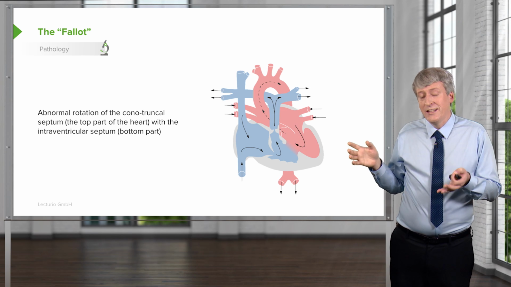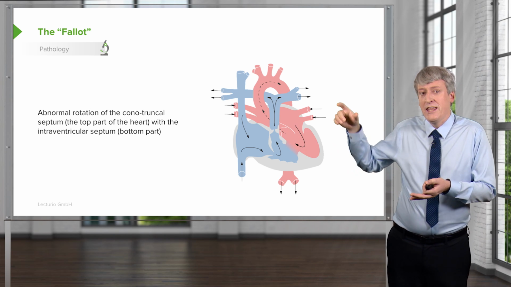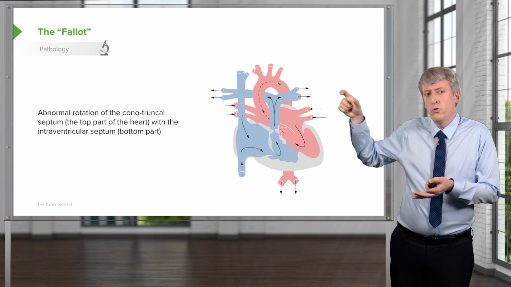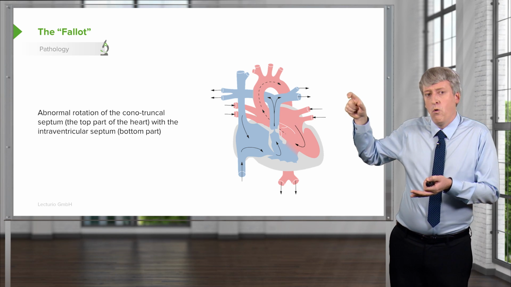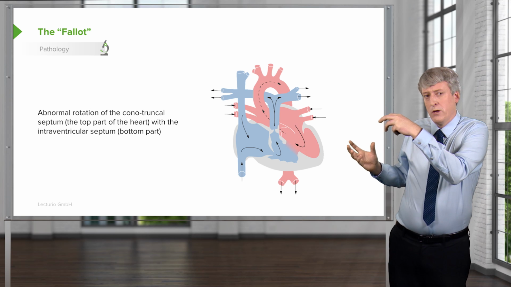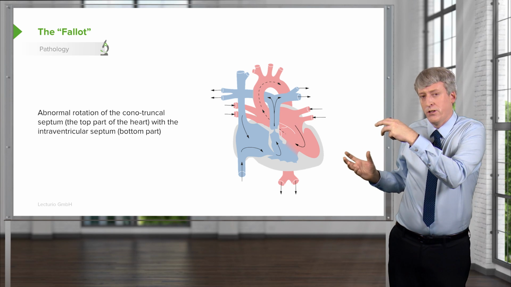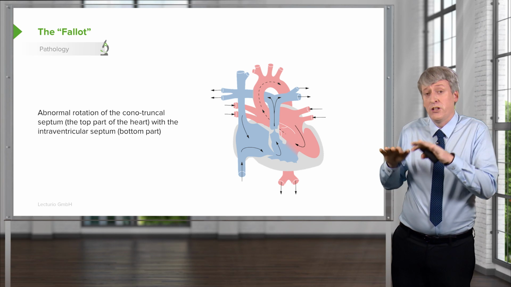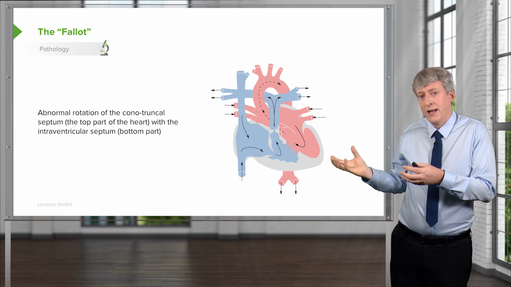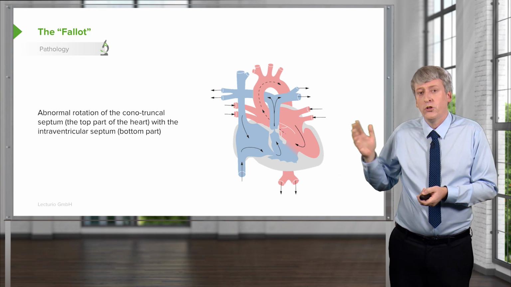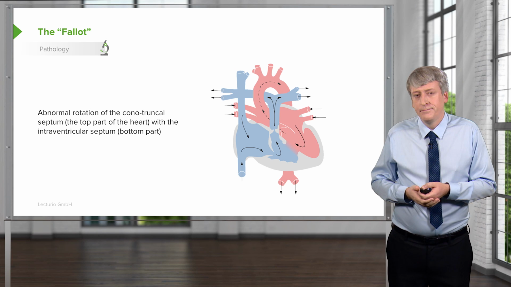However, realistically, this is just one thing. You could call it the Fallot if you want. The abnormal rotation of the conotruncal septum at the top part of the heart, it's abnormally rotated as opposed to the intraventricular septum, the bottom part of the heart, and this whole shifting results in all these findings. It's really just a shifting of the upper part against the lower part of the heart that results in the full tetralogy. That might make it a little bit more clear.